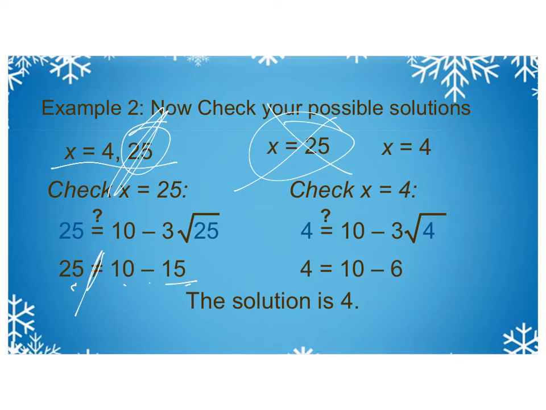We'll check the 4. Does 4 equal 10 minus 3 root 4? 3 root 4 is 2. 3 times 2 is 6. 10 minus 6 is indeed 4. So x equals 4 is my final solution. Yay!